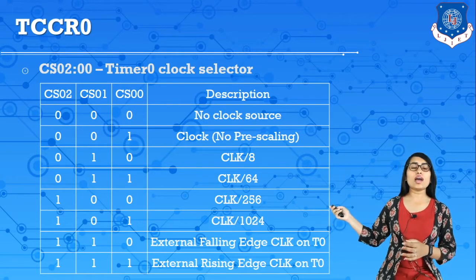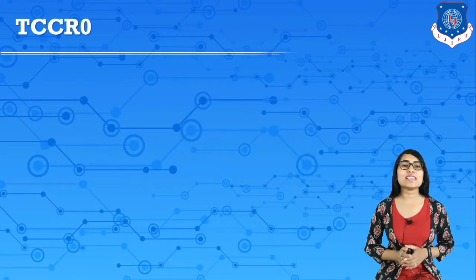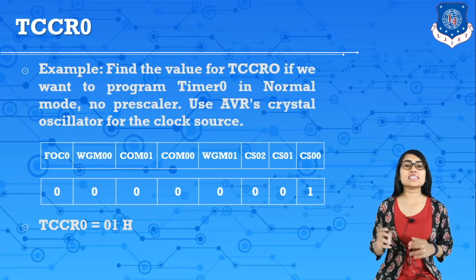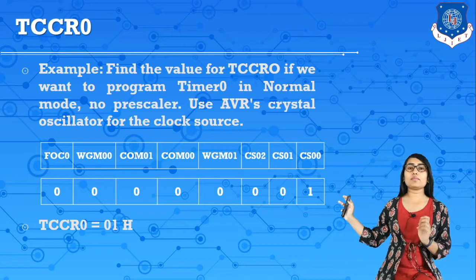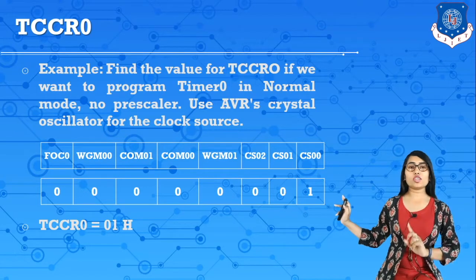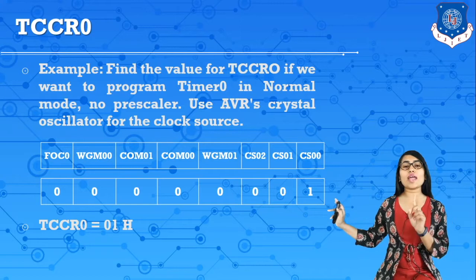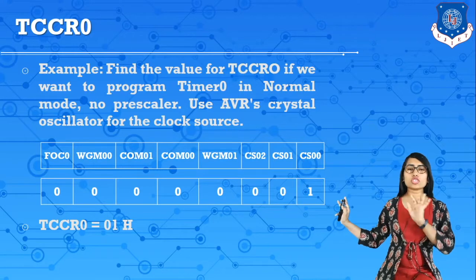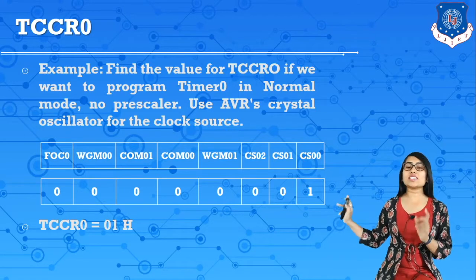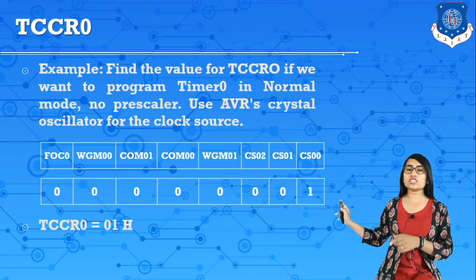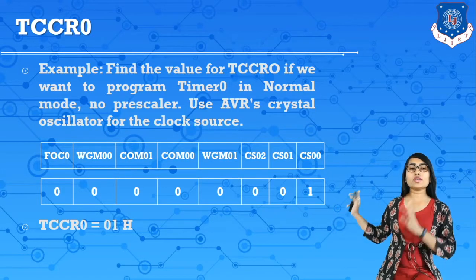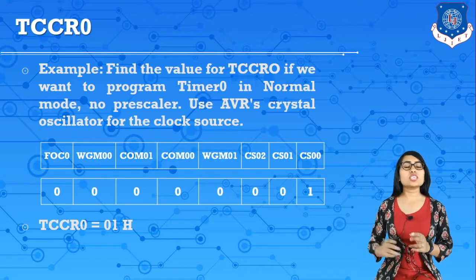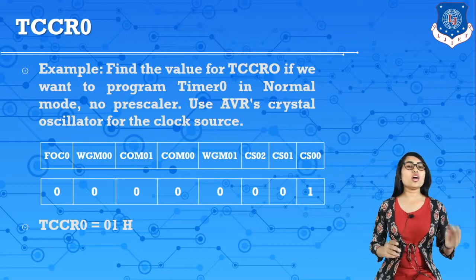Generally for a normal clock, 001 is selected for CS02, CS01, CS00. Okay, so how can we find out the value of TCCR0? Here we have one example: find the value of TCCR0 if we want to program timer 0 in normal mode. That means WGM00 and WGM01 are 00. No prescaler, that means we just use the normal clock frequency. That's why CS02, CS01 and CS00 are 001. So the value of TCCR0 is 01. This is how we can calculate the content of TCCR0.